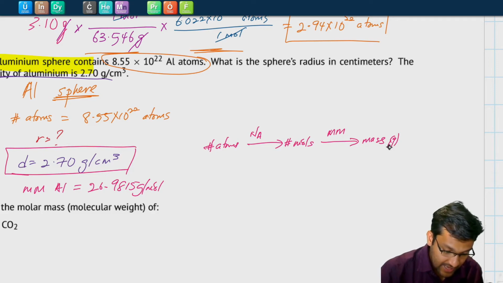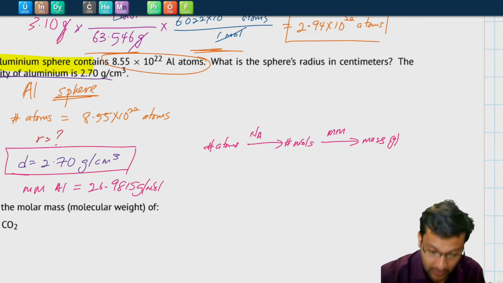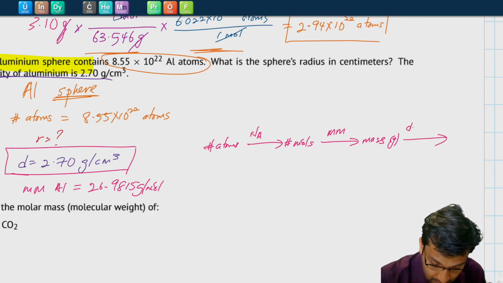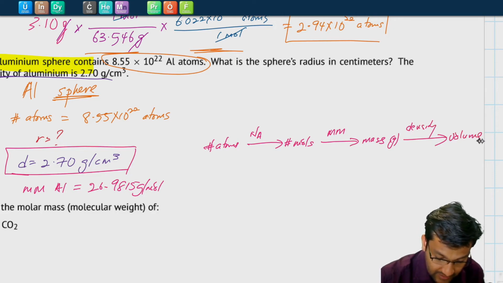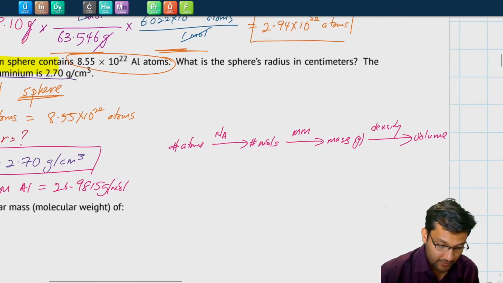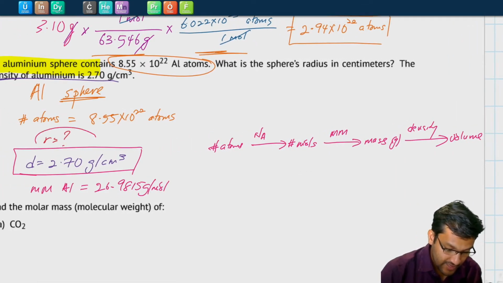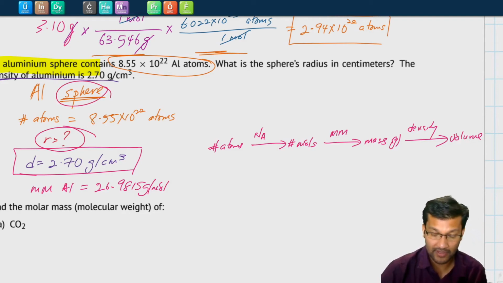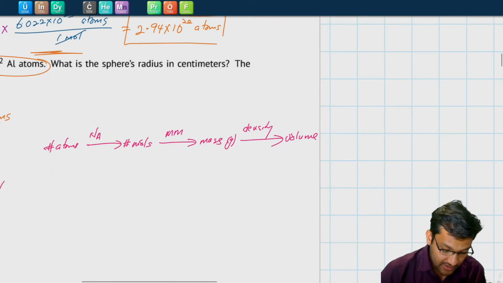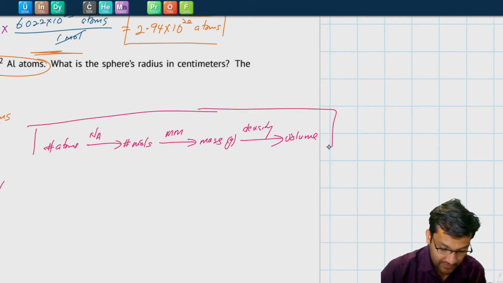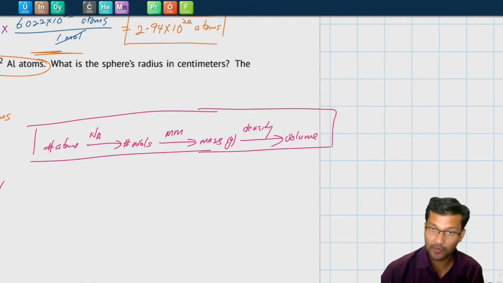And so if we know the mass and we know the density, we can figure out the volume. So we can use the density to get to the volume. And at least that's getting us somewhere, right? Because we know this is a sphere, and we're looking for the radius of the sphere, and we know that the volume of the sphere is related to the radius, which we'll get to. So this is our strategy for the first part of the question, to just try to figure out what the volume of the sphere is.